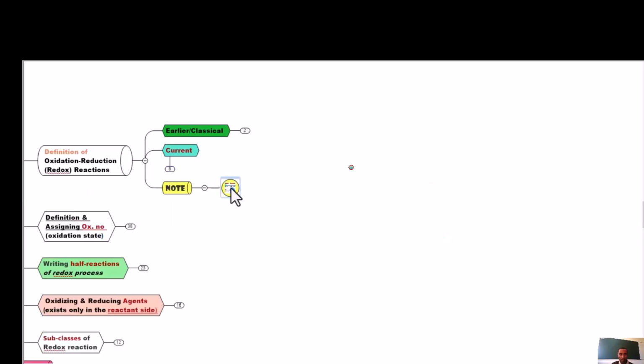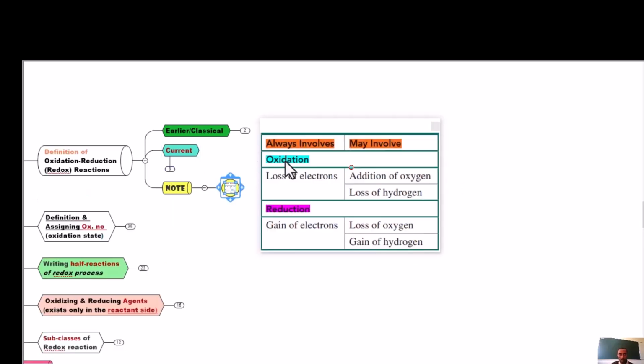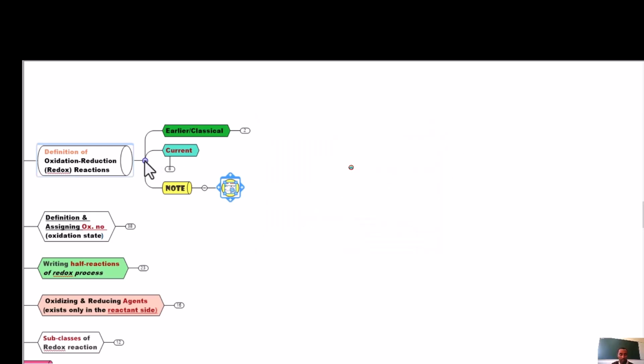Note that oxidation always involves the loss of electrons and may involve the addition of oxygen and loss of hydrogen, and reduction always involves the gaining of electrons and may involve the loss of oxygen and gain of hydrogen. This is the definition of oxidation and reduction reaction.